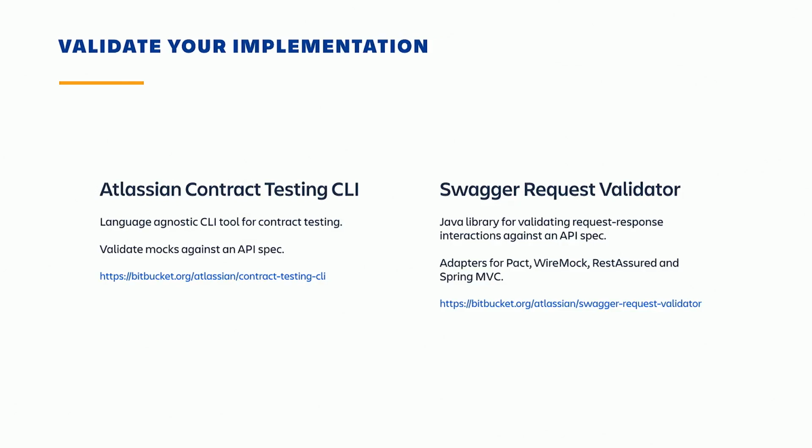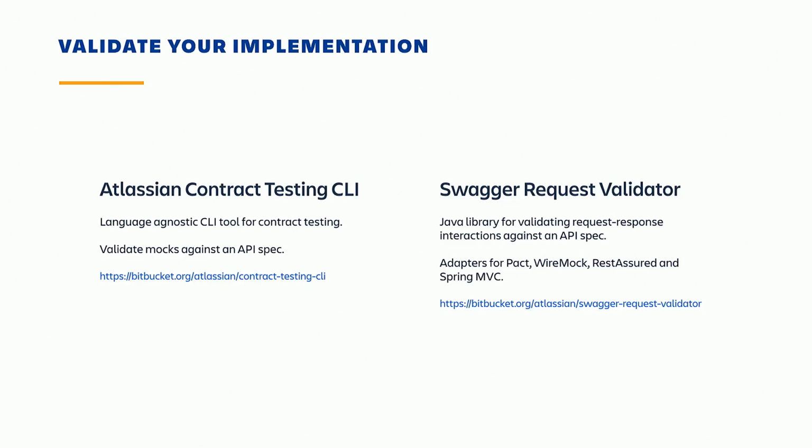When you come to validate your implementation, which is really closing that loop on the feedback loop, there's a couple of options. There's the Atlassian contract testing CLI, which is a language-agnostic CLI tool that was written at Atlassian. It's mainly aimed at performing contract testing, but it has some functionality which will let you validate that your mock data matches your API specification. And this is really useful for both the provider and the consumer side.